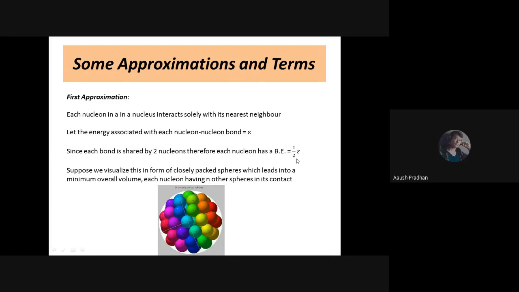Yes, sir. Can you explain it again? That the binding energy. For each pair of two nucleons, there is a bond, and the energy associated with the bond is epsilon. Now in each bond, there are two nucleons. So if two nucleons account for an energy epsilon, then for one nucleon, it should be half of epsilon. Yes, sir. Okay.